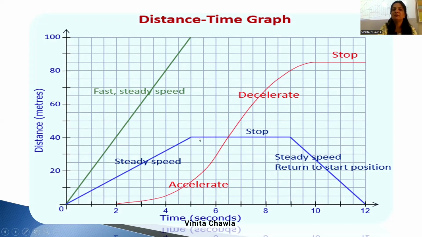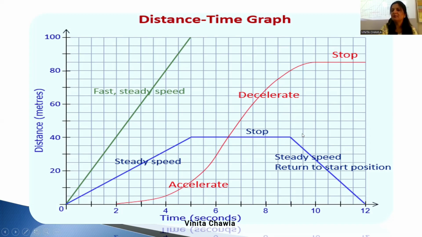And this line, which is parallel to the time axis from 5 seconds to 9 seconds, we can see that there is no distance covered by the object. So this line represents an object at rest. This line represents a stationary object. The object is not moving at all because we can see the line parallel to the time axis.